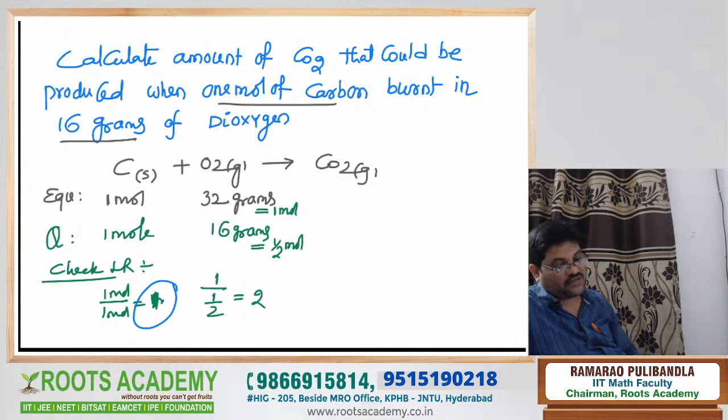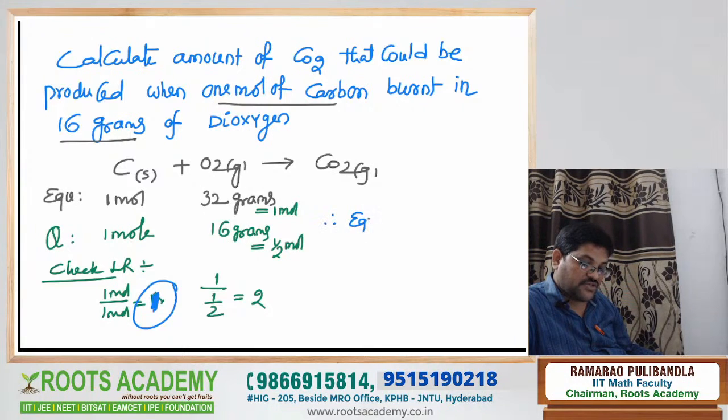1 by 1 is 1. 1 by 1 by 2 is what? 2. So which is the least value? 1 is the least value. That means formation of the CO2 gas depends on what? Carbon. Therefore, as per the equation, for 1 mole of carbon, you get what? 44 grams of the CO2.